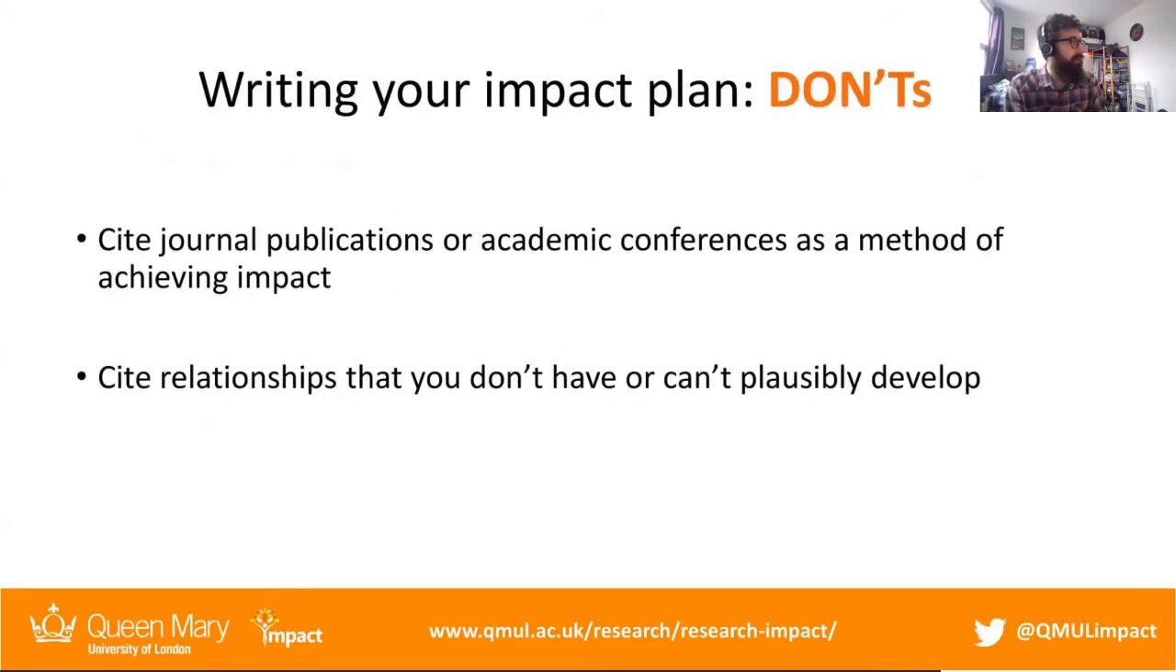Writing impact don'ts. So don't cite journal publications or academic conferences as a method of achieving impact. As I said earlier, that's academic impact that, as with all the places I've mentioned so far, they don't consider that impact. It's its own separate entity, so avoid, I'd say. And as I previously mentioned in the last slide, don't cite relationships you don't have or can't plausibly develop. It's all fine being ambitious about someone you could, but if that's just not possible, if it's someone very high up within government you have no connection to, then it's not necessarily going to happen. And again, people will be able to clock that.